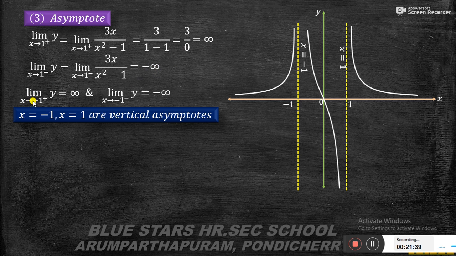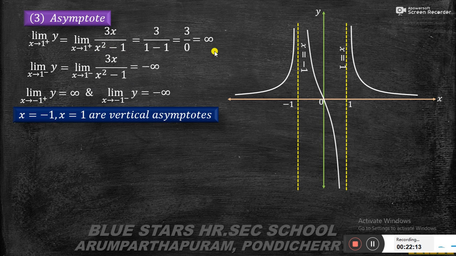Therefore for the limit as x tends to minus 1 plus, again I substitute, because the x values are plus 1 and minus 1. So I substitute plus 1, I got plus infinity and minus infinity. The line represents the vertical asymptote. Next I substitute x equal to minus 1. So 3 into minus 1, and minus 1 whole square in the denominator is 1. 1 minus 1 is 0. Again the denominator is 0, so it comes to infinity.